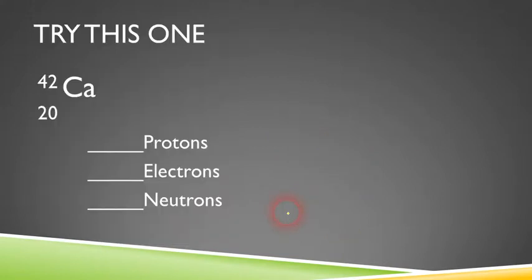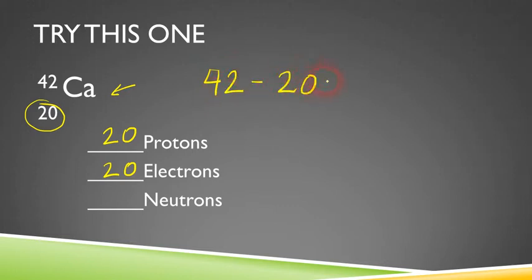Let's see if we can determine the number of protons, electrons, and neutrons in this atom. Now, if we're going to read that, we read that as calcium-42. Well, the number of protons and electrons will be equal to the atomic number, just like it was in the last example. So that's going to be 20 for each of those. The number of neutrons we have to subtract. So 42 minus 20 will tell us that we're going to have 22 neutrons. And so that's the answer for that particular isotope.